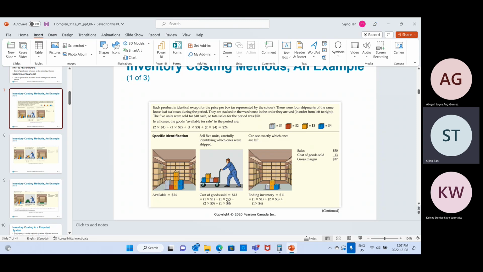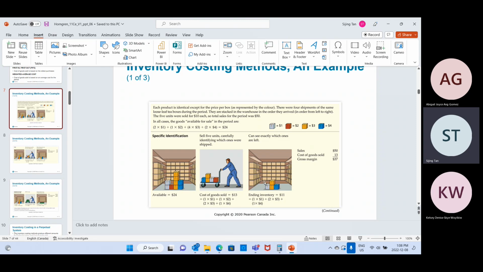So we sell 5 units, then carefully identify which ones were shipped. We shipped 1 blue, 2 yellow, 1 white, 1 red. Because we know how much each specific item cost, we can work out the cost of goods sold: 1 times 1 white, 2 times 3 yellow, 1 times 2 red, and 1 times 4 blue. The total cost of goods sold equals $13.